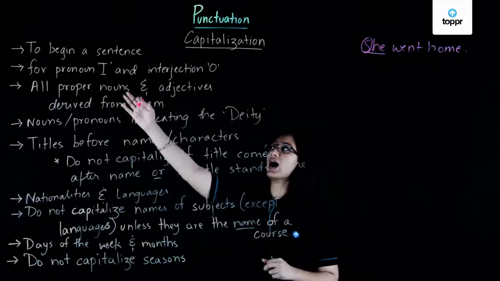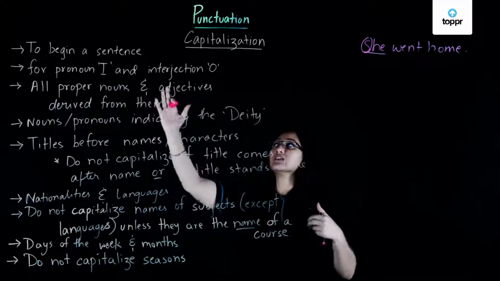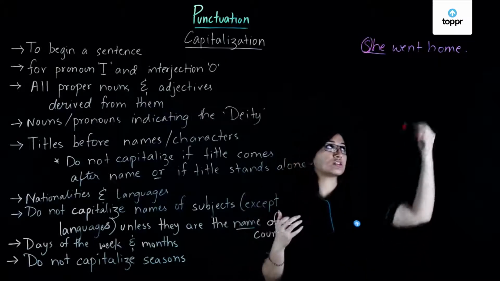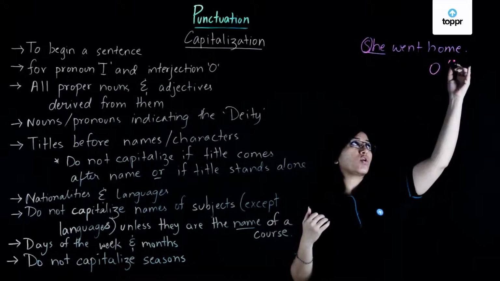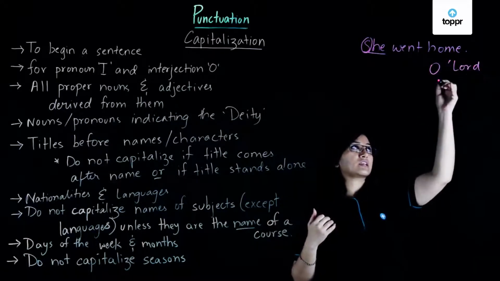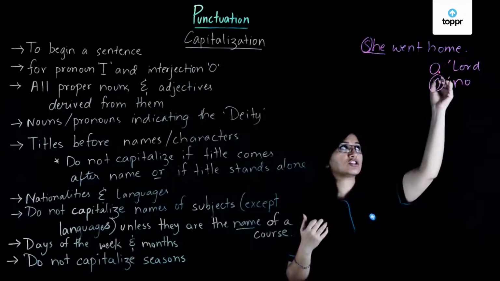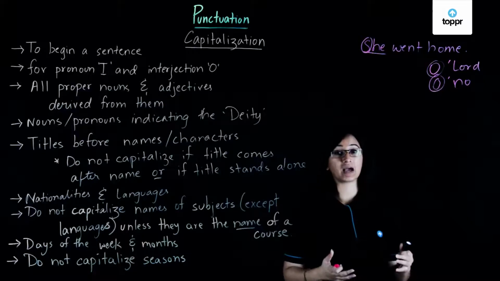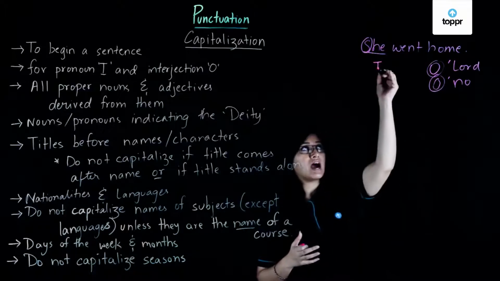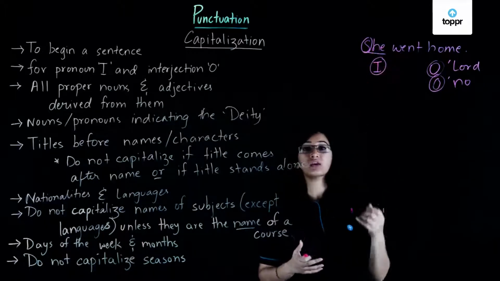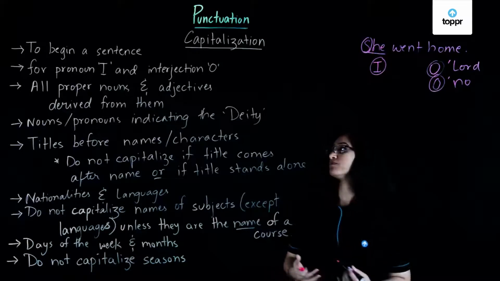Now, whenever you have the pronoun I or the interjection O, such as "Oh Lord," or something like "Oh no," then the interjection O is always capitalized and the pronoun I, as we must already know, is always in the capital form.